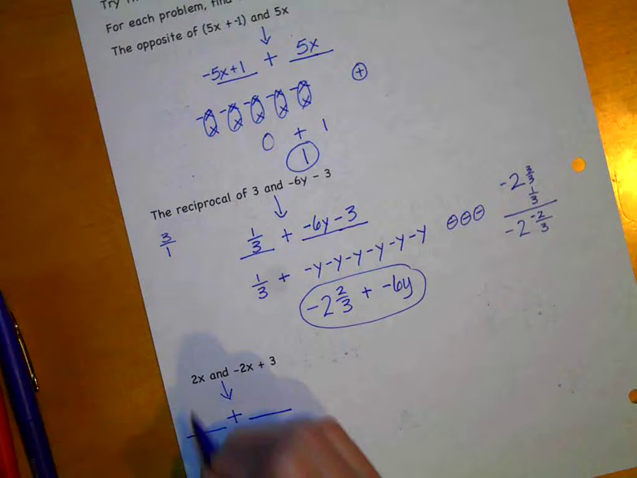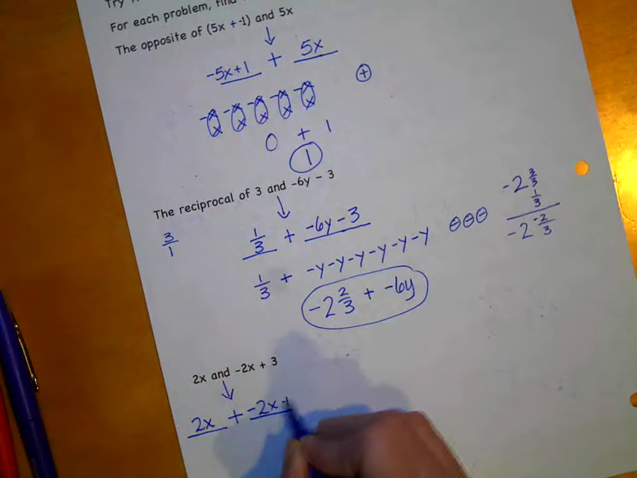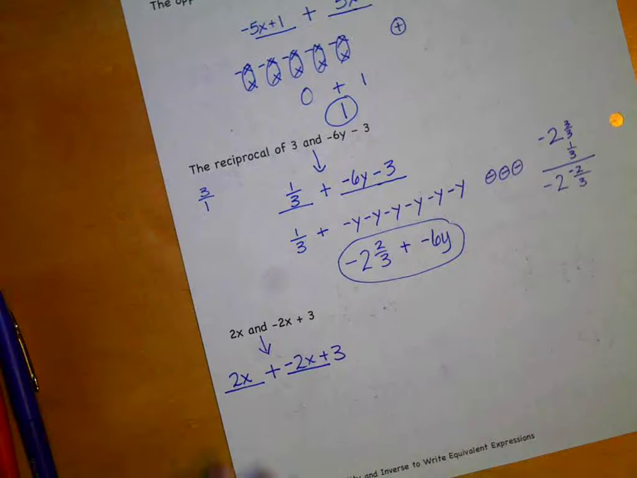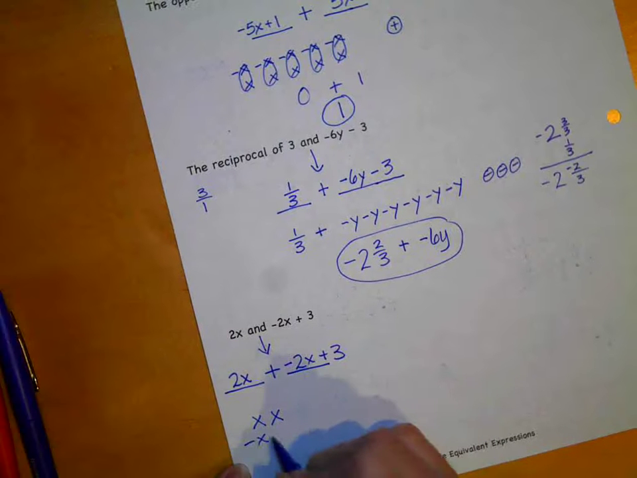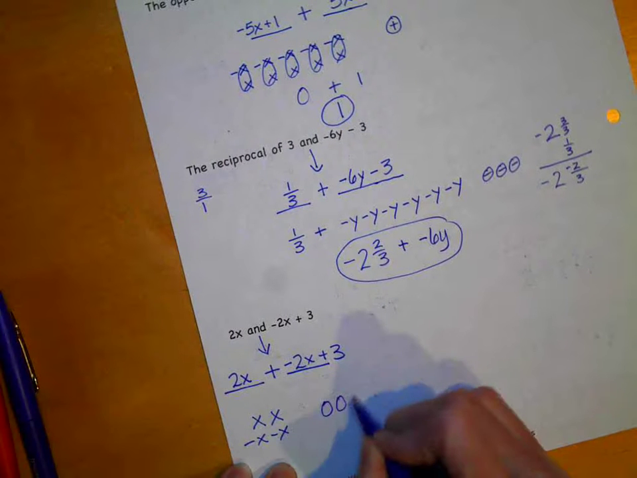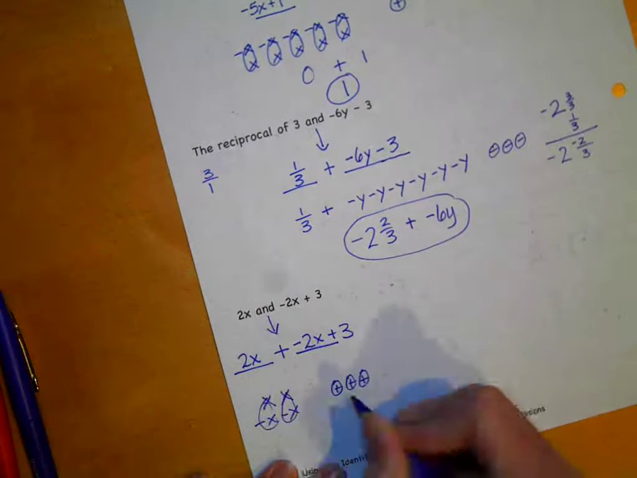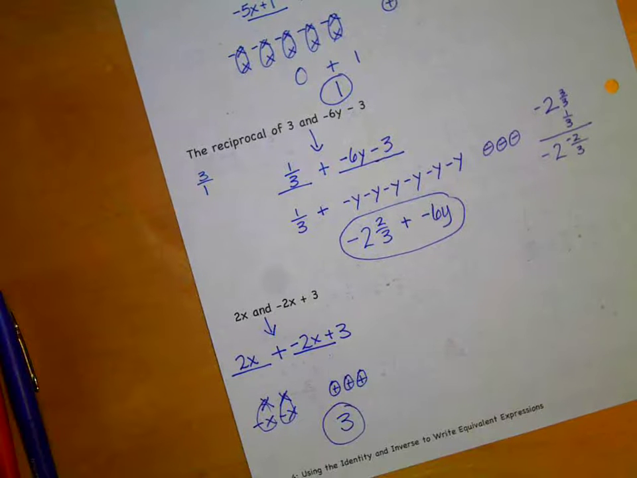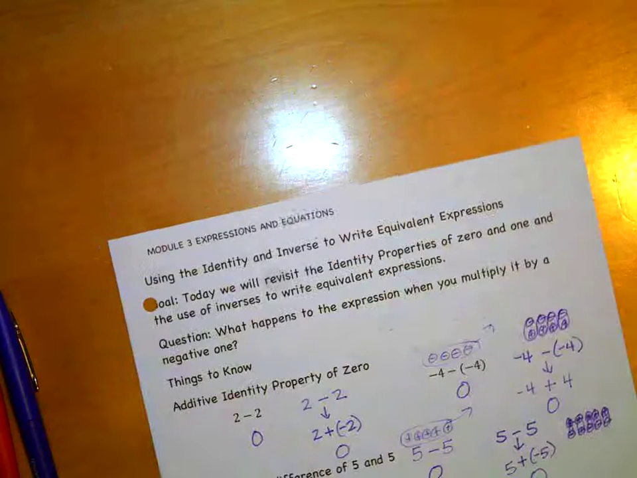Okay? So that's interesting. All right, the last one that we have to do, it says 2x and negative 2x plus 3. So again, this is a plus sign, and then we're adding those two things together. So we have 2x plus negative 2x plus 3. Okay, so let's do it again. This means we have 2 positive x's plus 2 negative x's plus 3 positive chips. 1, 2, 3, right? So we have 0 pair, 0 pair. What are we left with? 3 positives. And we got an answer of 3. Okay, so that was a little bit different, but kind of fun once we actually spread it all out and did it.